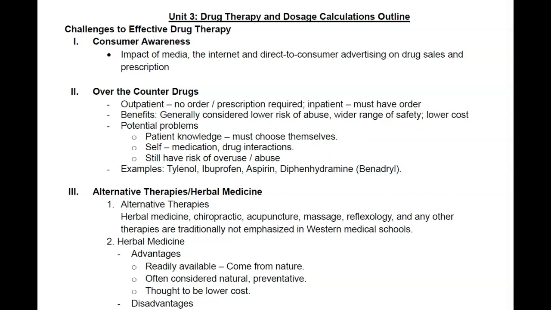Again, these are medications that the patient can just buy just because. But like with any other drug, right, this can have side effects. And if you're not taking it correctly, you can experience some side effects, right? Or you can have some adverse reactions. And so sometimes the lack of knowledge can be a problem.